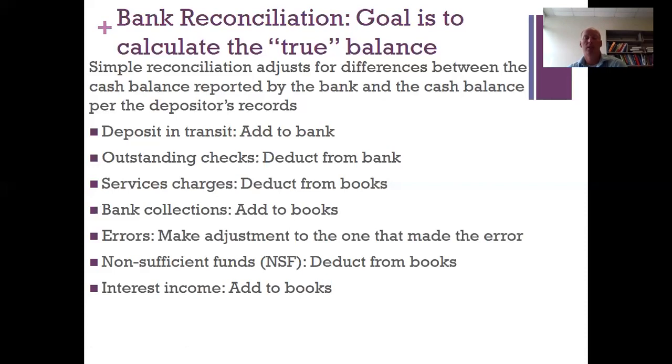All right, interest income. Interest rates are so low right now, you don't earn much interest income, but the bank could, if you have a money market account or a CD or something like that. So the money in the bank is generating interest income. We don't technically know about it until we see our statement, is the idea. And so we would add that to our books.